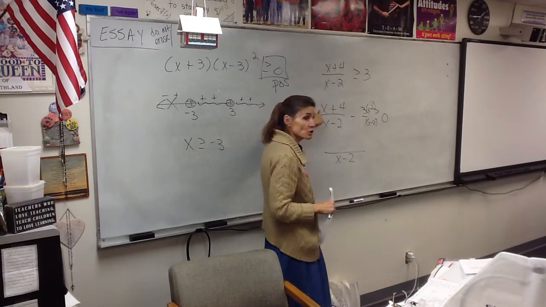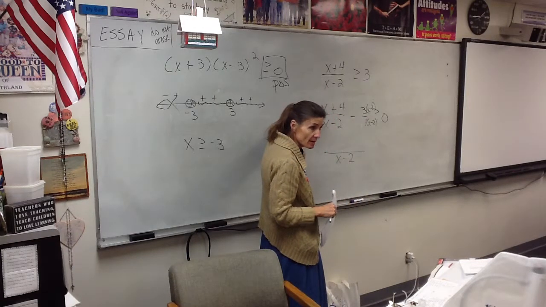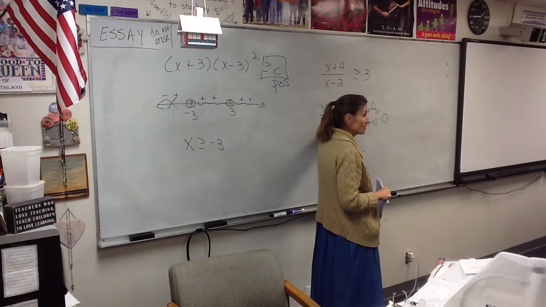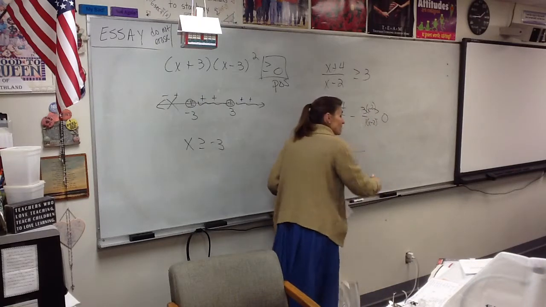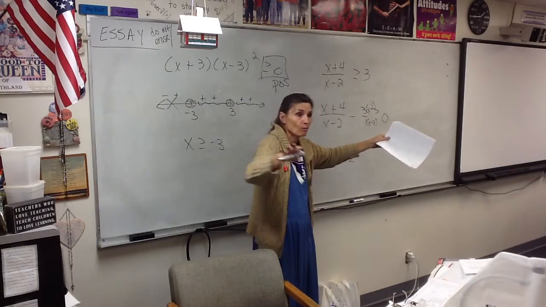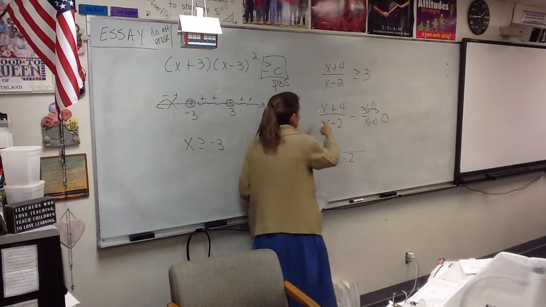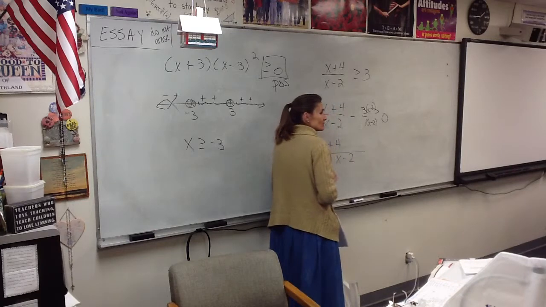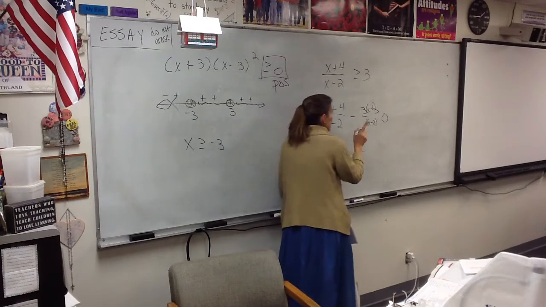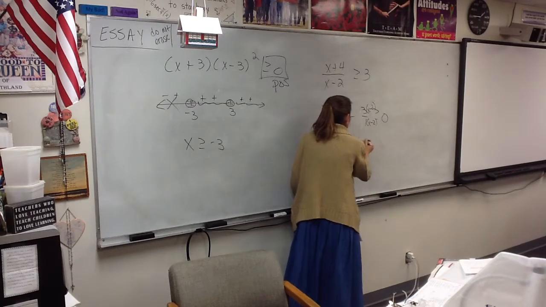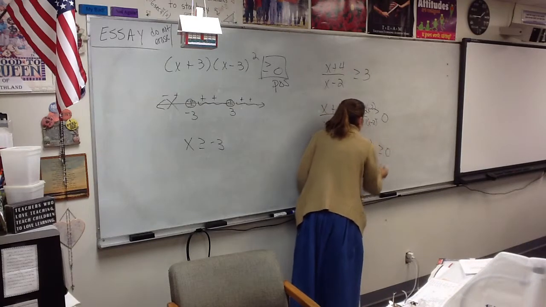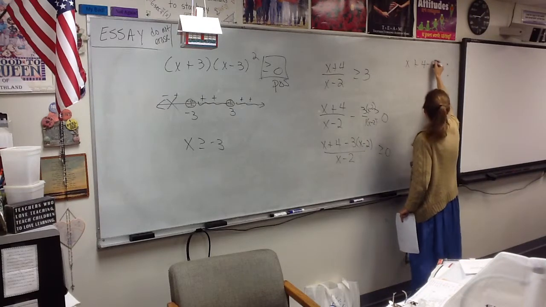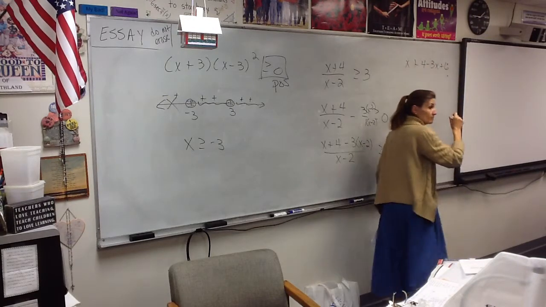Now, this fraction has x minus 2 in the denominator. This fraction has x minus 2 in the denominator. So now I can put it all together and make one giant fraction over x minus 2. Oh, joy. The numerator is x plus 4. Now be careful here. This is minus 3 times x minus 2. Minus 3x plus 6. So it will become x plus 4 minus 3x plus 6.